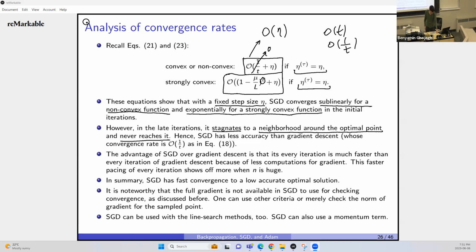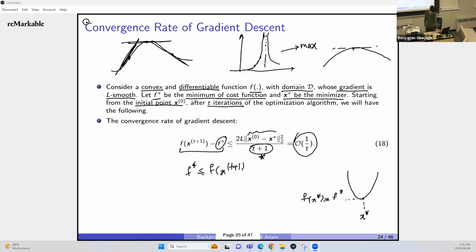Now see gradient descent. Equation 18 was the convergence rate of gradient descent. After an infinite number of iterations, it becomes 0. If you use the full gradient, at the end you will reach the optimal solution, assuming it's convex. But even if it is convex, if you use stochastic gradient descent, you never reach that. At the end, you will oscillate around it. By what step size? By eta. The cost will be eta.